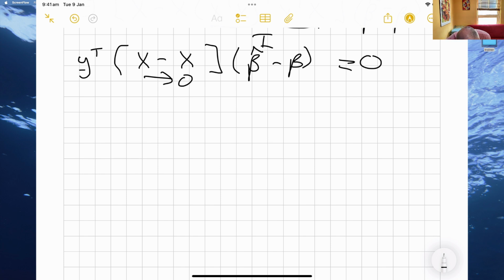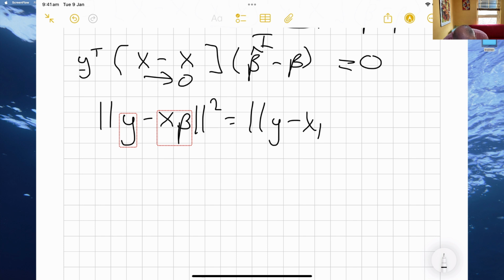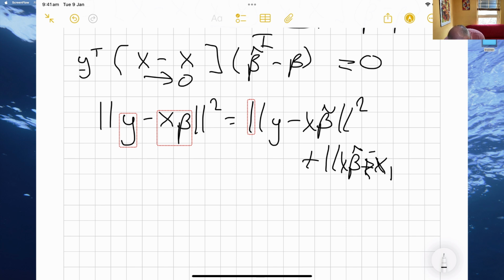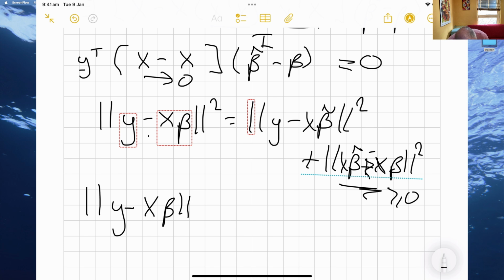So what does that mean? It means that the arbitrary sum of squares, ‖y − Xβ‖², is going to be the sum of squares I would get if I use my β̂, ‖y − Xβ̂‖², plus another term, ‖Xβ̂ − Xβ‖². This is greater than or equal to 0. So for any arbitrary sum of squares, it will always be greater than or equal to the sum of squares I would get if I used our beta hat. Or in other words, you can't do better than this. This is the least squares estimate.